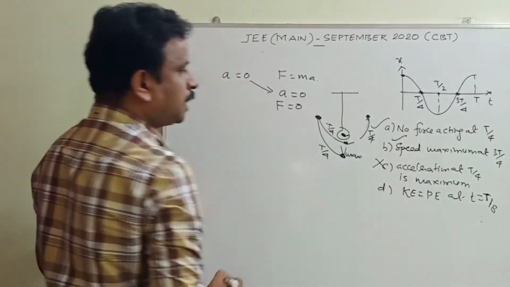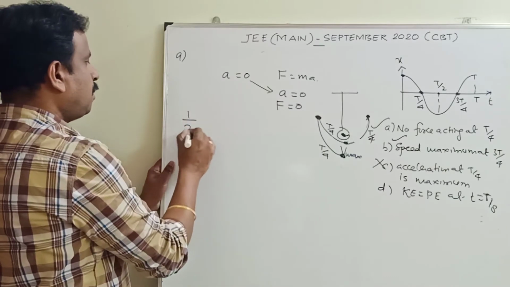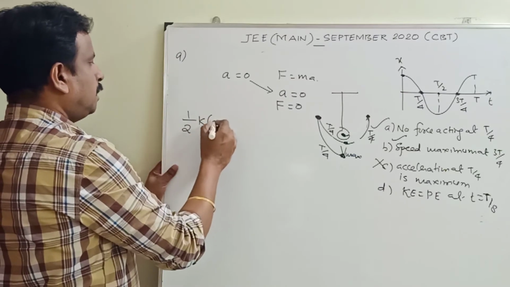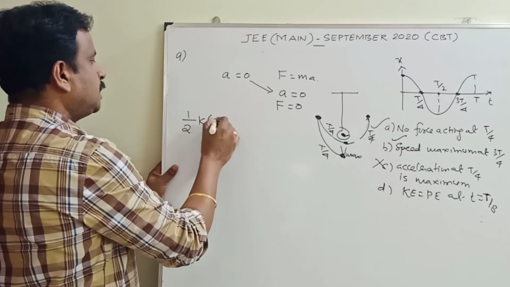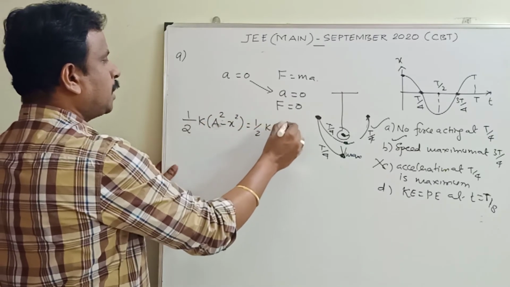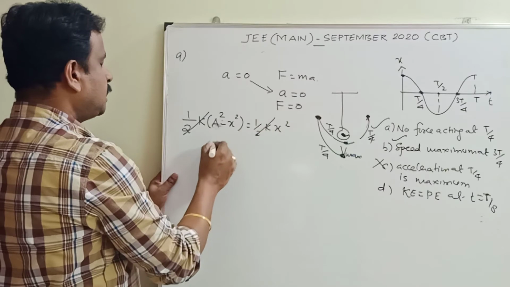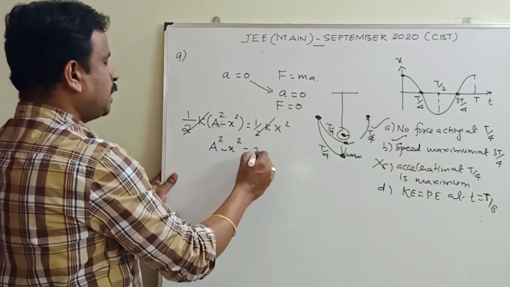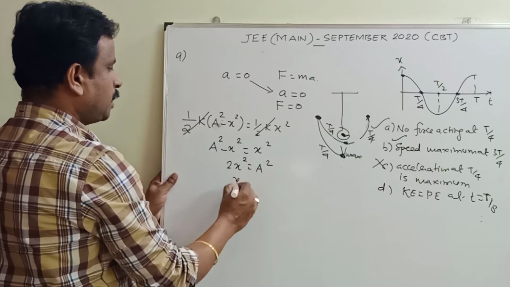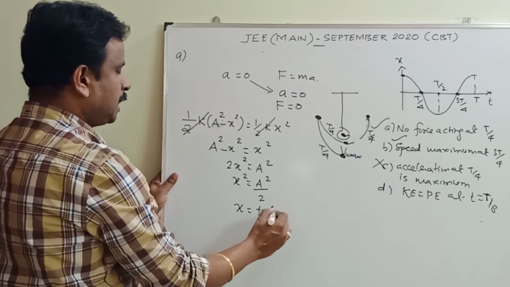And finally we have to check option D, kinetic energy. What is kinetic energy and potential energy? Kinetic energy of a simple harmonic oscillator is half k into (a square minus x square), where a is amplitude, and that is equal to half k into x square. k is m omega square, which is a constant, so you can cancel it. So a square minus x square is equal to x square, or 2x square is equal to a square, and x square is equal to a square divided by 2. Therefore x is equal to plus or minus a by root 2.